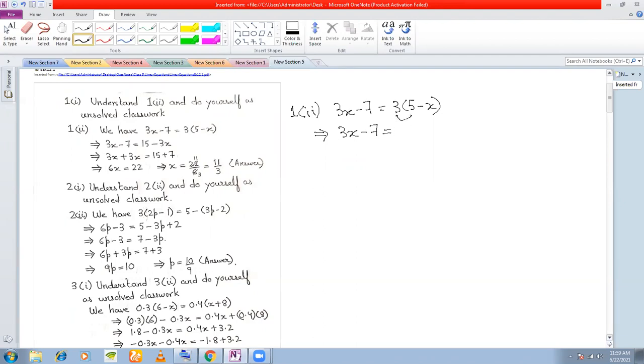So how do you multiply? First multiply 3 by 5 to get 15. And then a plus 3 and a minus will give you a minus sign, 15 minus 3x, right? Now you have a minus 3x, you bring minus 3x to this side. 3x plus 3x, and this plus 7 you bring to the other side, 15 plus 7. That means you have 6x is equal to 22. This completes your step 2.